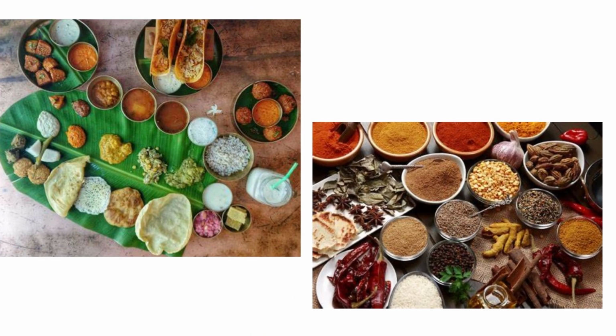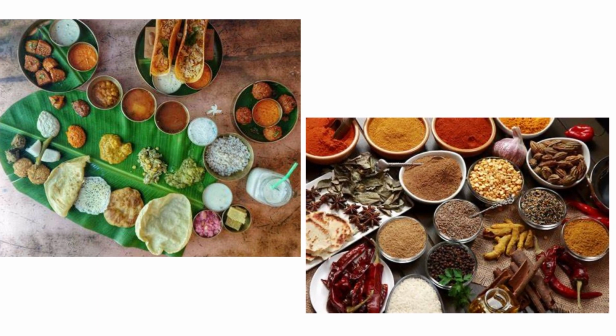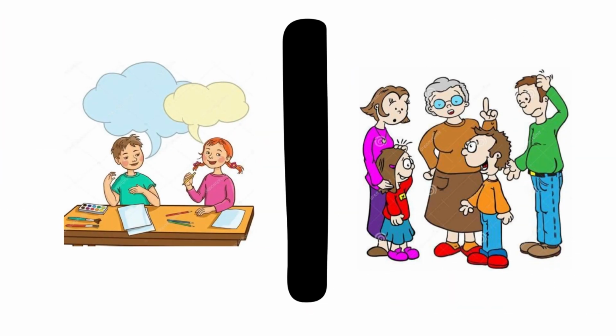Activity 2. Choose some of the items you listed in Activity 1 and try to find out what ingredients are used to prepare these by discussing with your friends and elders at home.